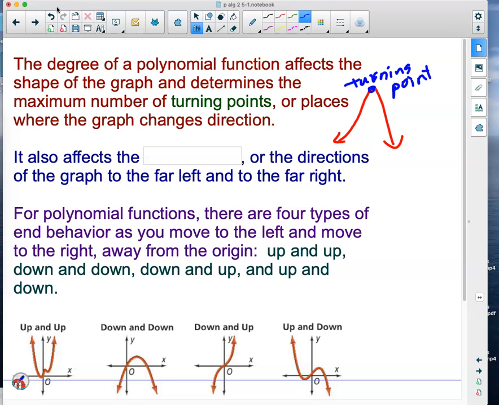So the graph from left to right, because that's how we read graphs, was going up, but then it started to go down. That's a turning point. Or it could be a graph that was going down and all of a sudden started to go up.